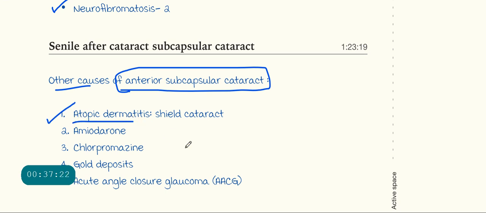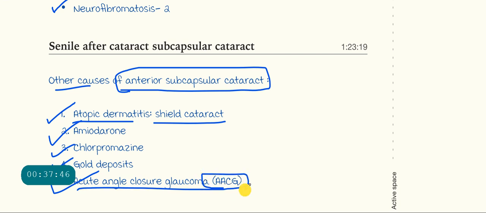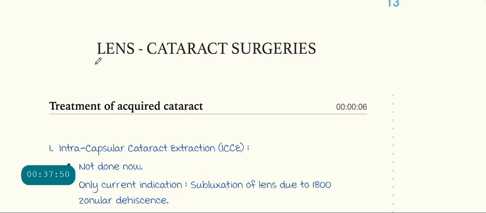Other causes are amiodarone use, chlorpromazine use, gold deposits. It could be due to acute angle closure glaucoma, AACG. These are all the causes. Now in the next session we are going to study the treatment of cataract, the surgical assessments.